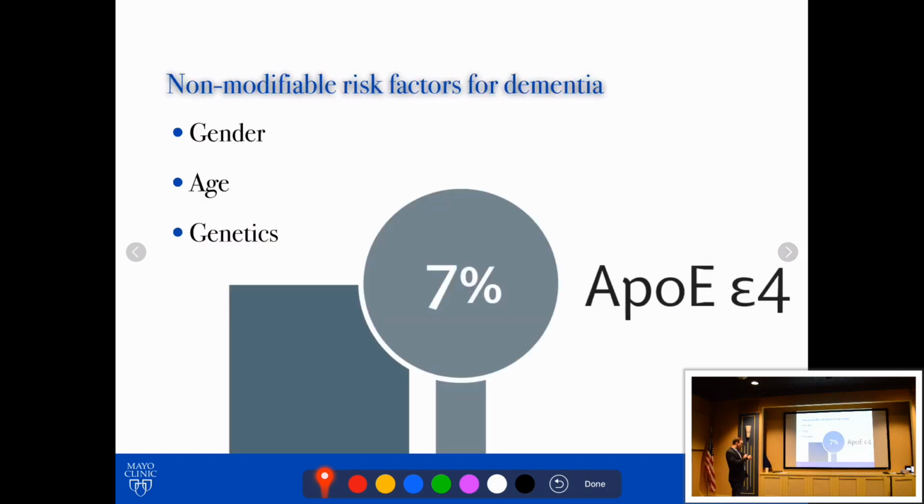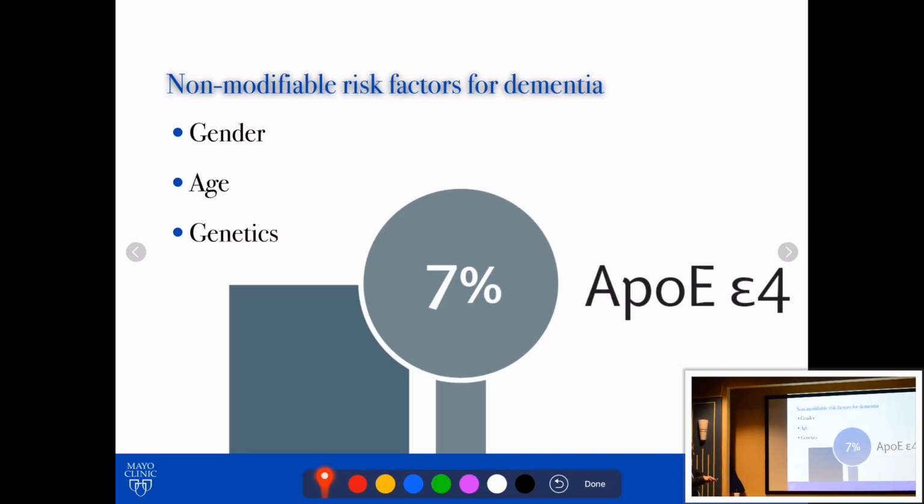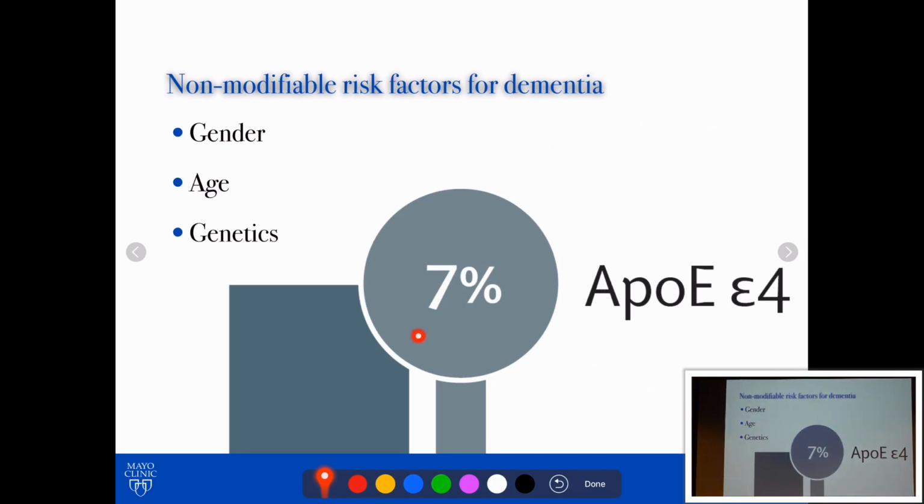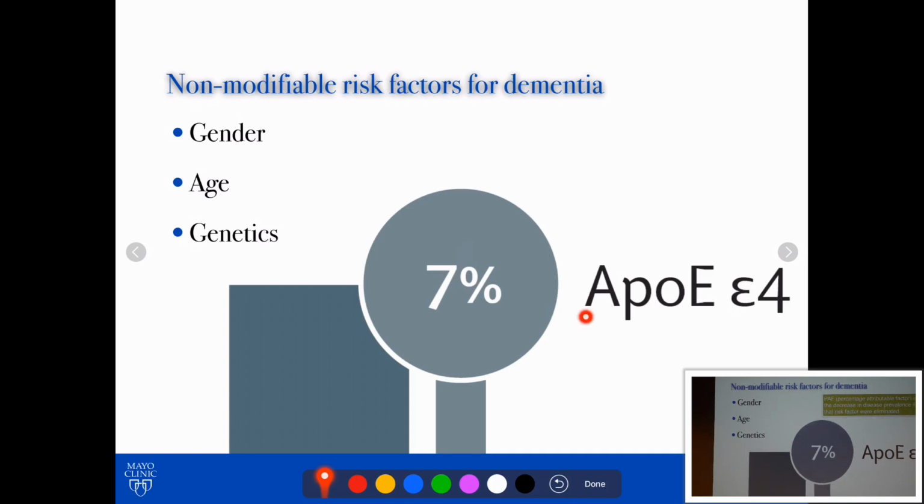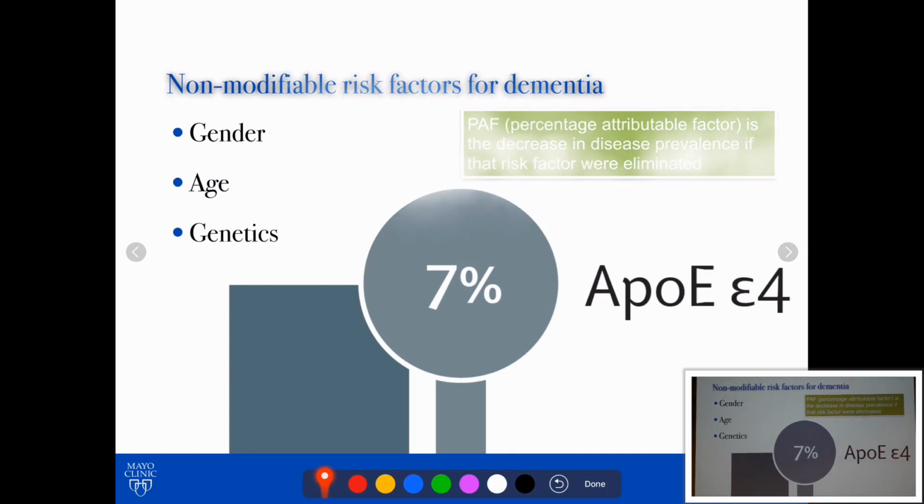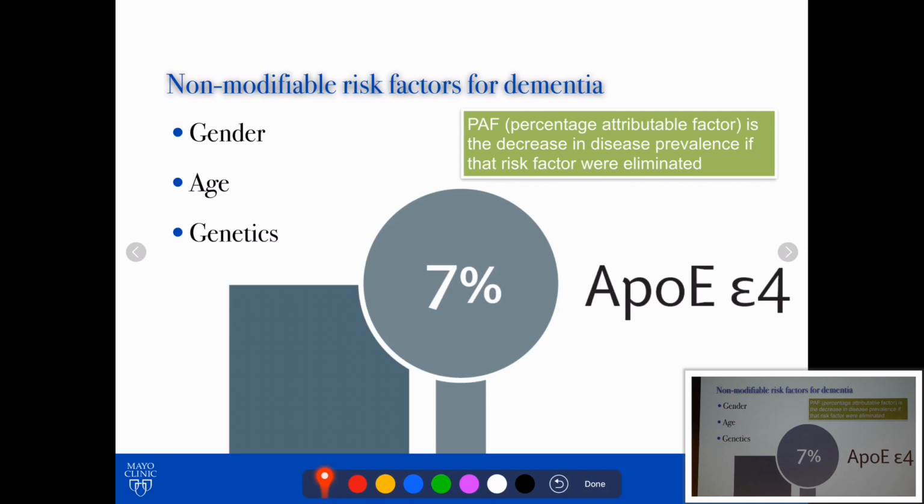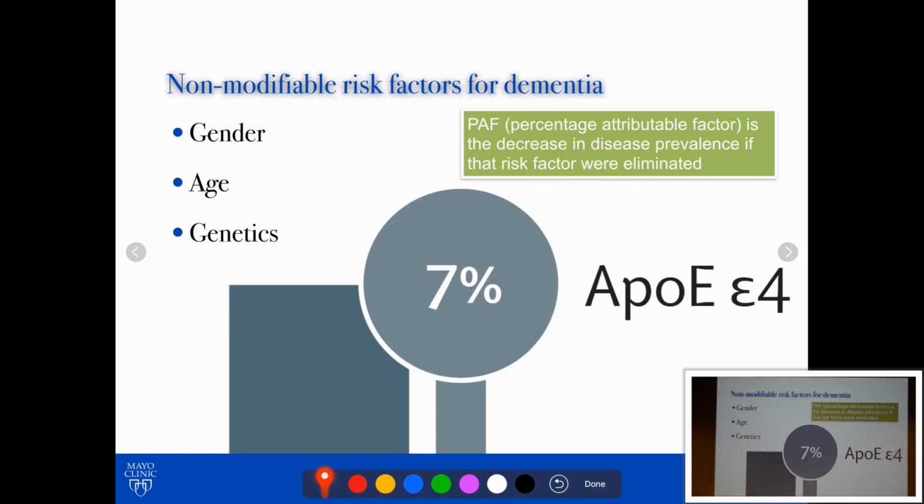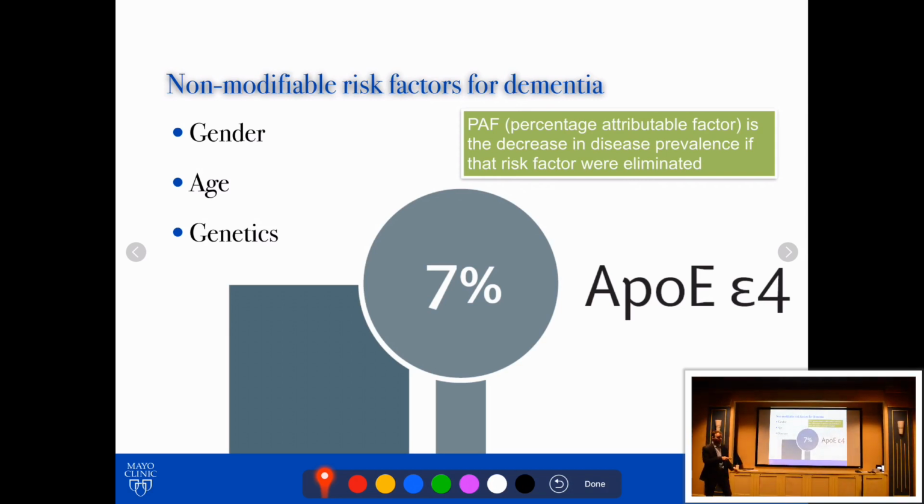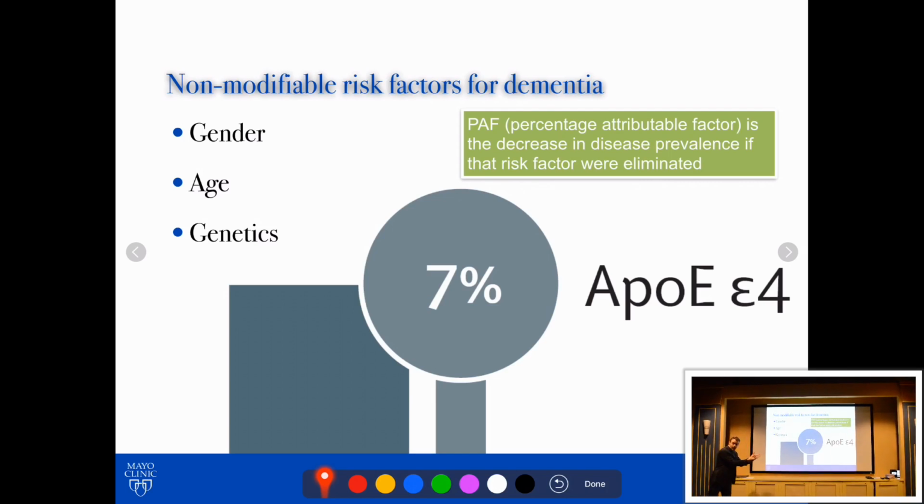Now I'm going to start throwing up some percentages. These percentages are what we call PAFs, or population attributable fraction. So what it means is, when I throw up a percentage, if you were to take out that risk factor, in this case gender, age, and genetics, that's the percentage of people with Alzheimer's, with dementia, that wouldn't have dementia anymore. So another way of saying it is, if we could take out these people with a certain gene, we could decrease the prevalence by 7%.